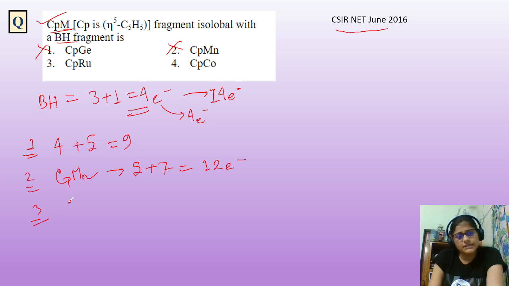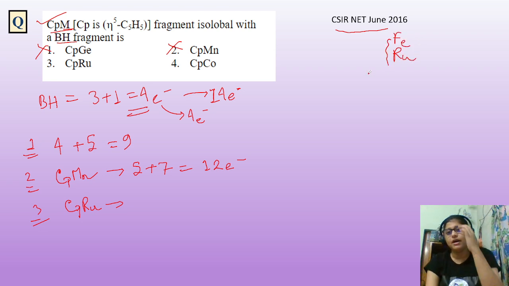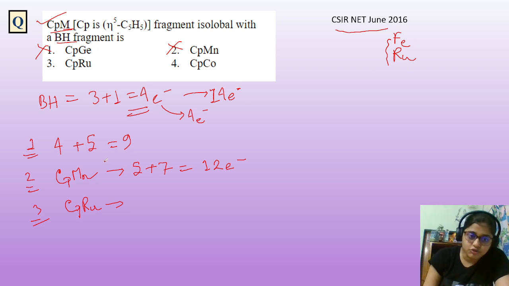3 is CpRu, right? Ru is in the Fe group, right? So it has the same electron in the outermost, the total valence electron should be the same, right? So Ru is d6, so it will be d8, so total electron will be 8 plus 5 means 13. It is also not matched.